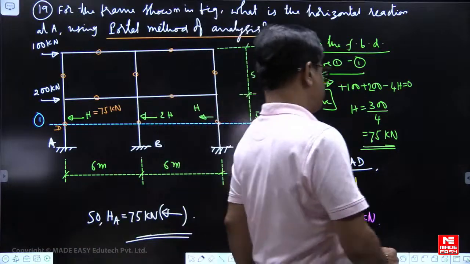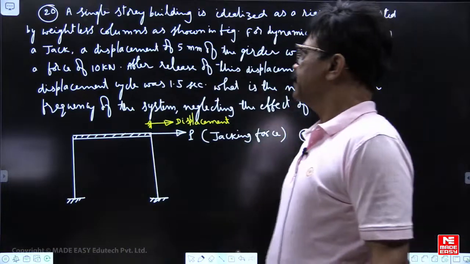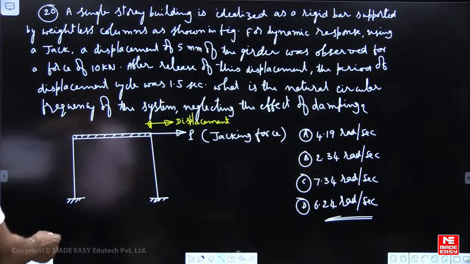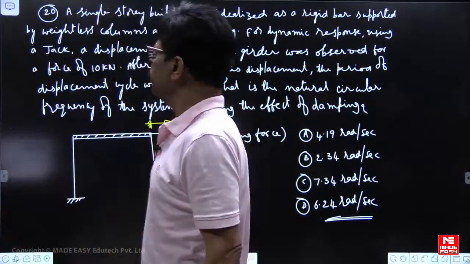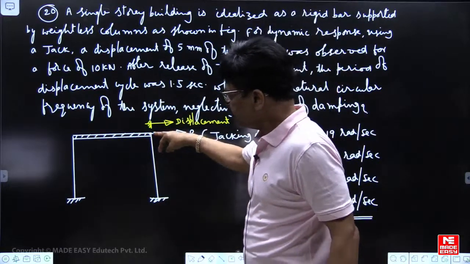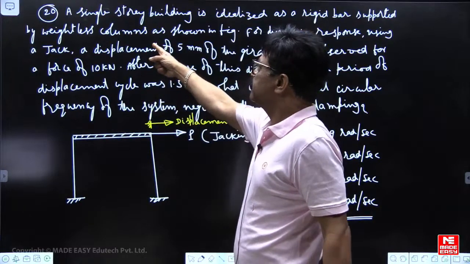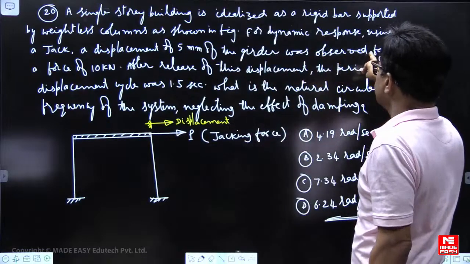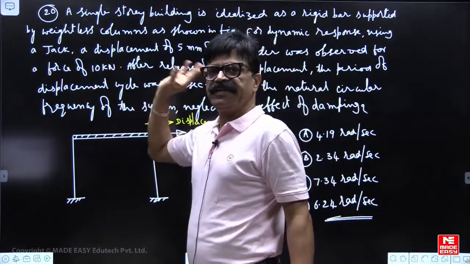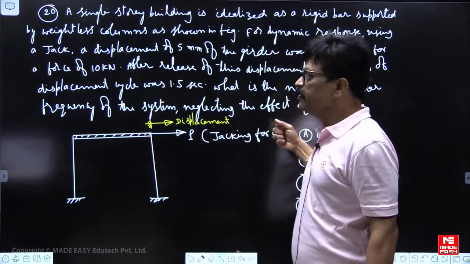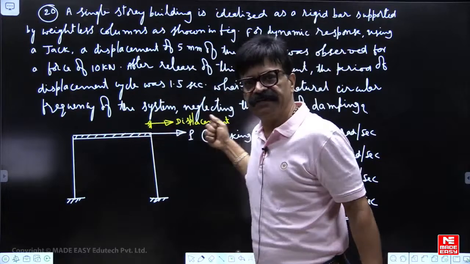Okay, next one. Now let us see one question. A single story building is idealized as a rigid bar supported by weightless columns. These two columns you assume that they are weightless as shown in figure. For the dynamic response using a jack, at this point we have kept a jack, means a force applying device. A displacement of 5 mm of the girder was observed for a force of 10 kilonewton. On this system, I applied 10 kilonewton, so that it moved by a distance of 5 mm.